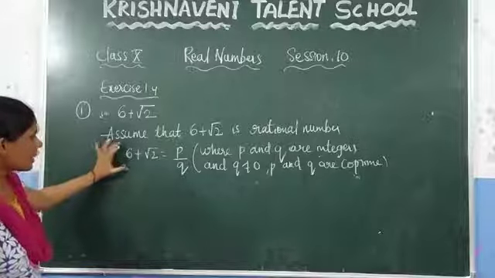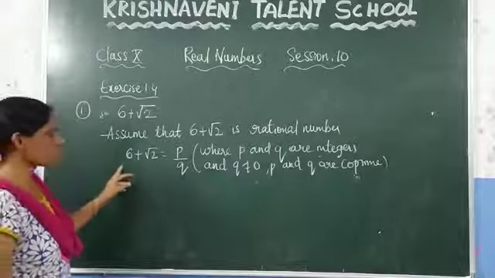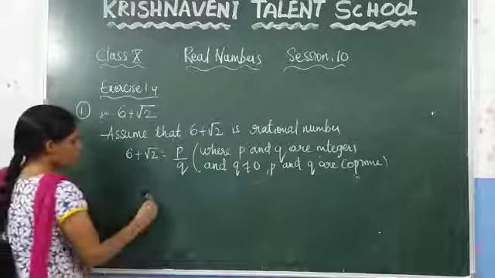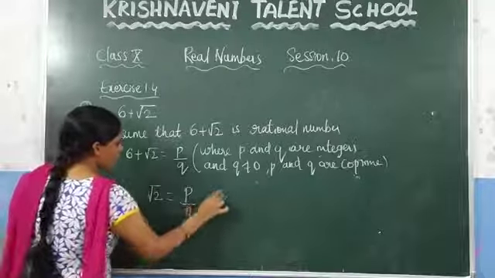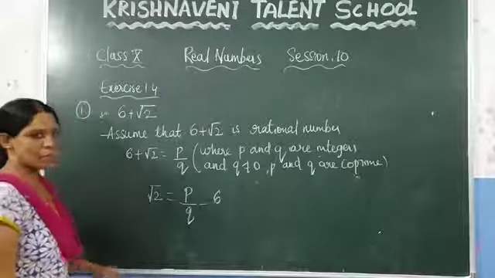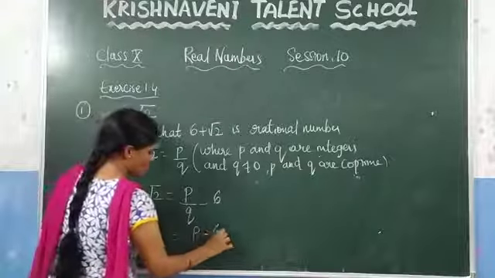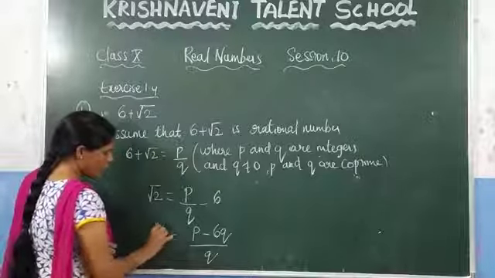For that reason, take all the rational numbers to one side. So here, you know that 6 is a rational number. Take this 6 to the right hand side. It will become minus 6. You will get root 2 is equal to P by Q minus 6. Now take the LCM of this one. You get P minus 6Q by Q. Here this is equal to root 2.